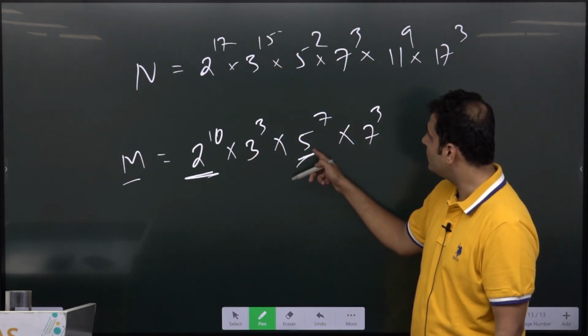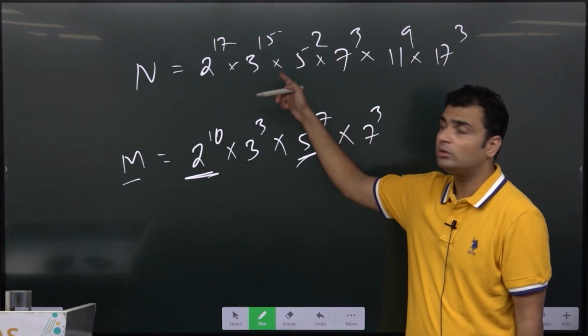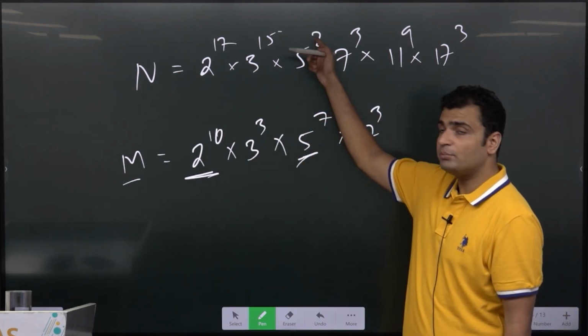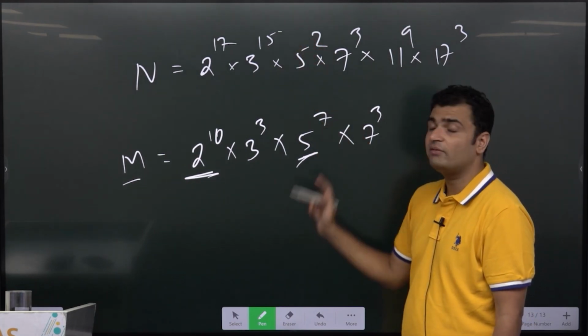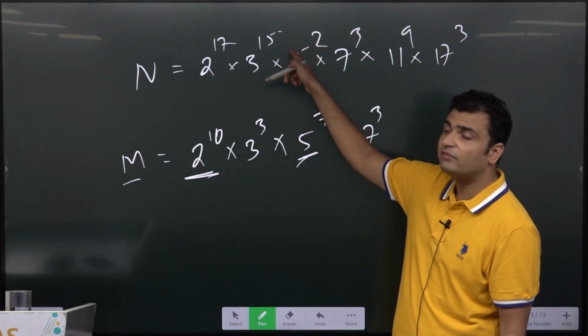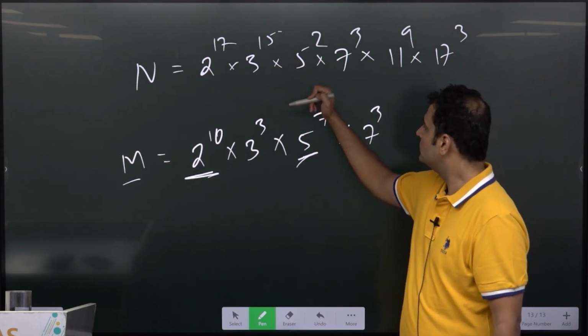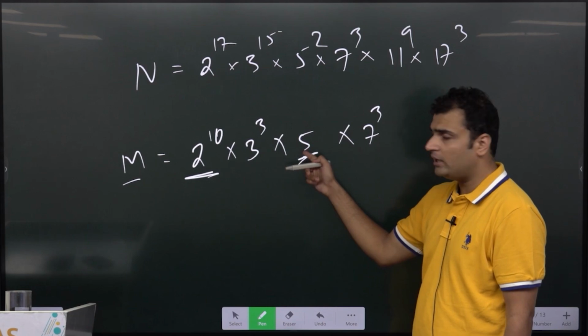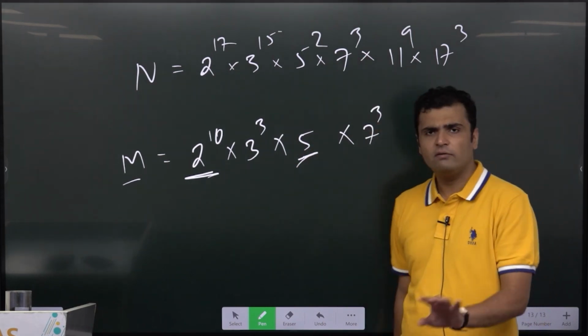But here look, 5^7 and here 5^2. So even though this number is bigger, here 5 appears only twice, here 5 appears 7 times. So that is why this m cannot be a factor of this n. If I make the 7 just 1 here, then yes, here there is 2, here 1, here 3, here also 3, 5.